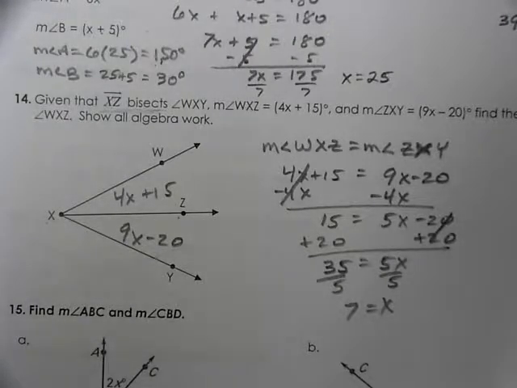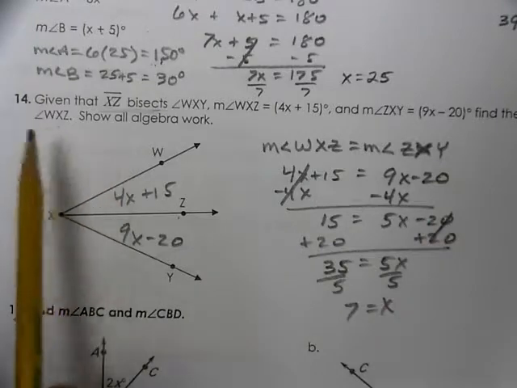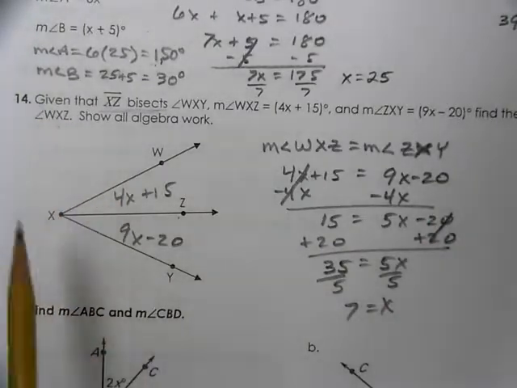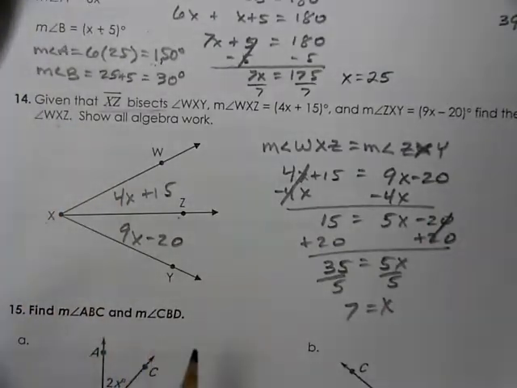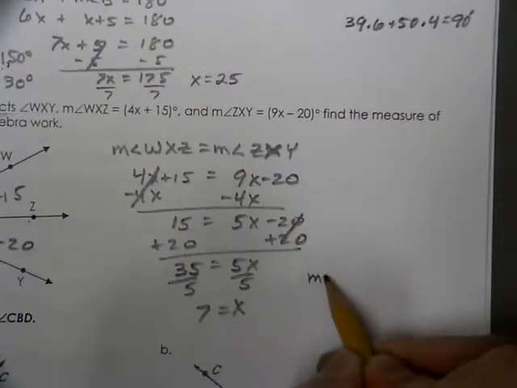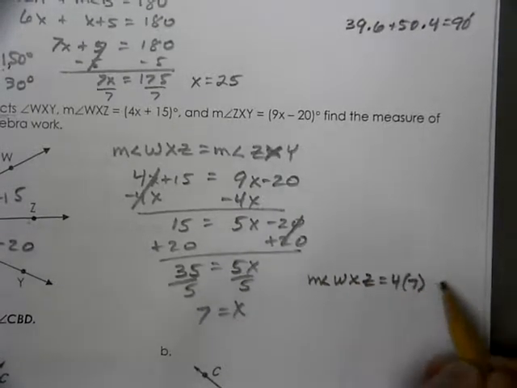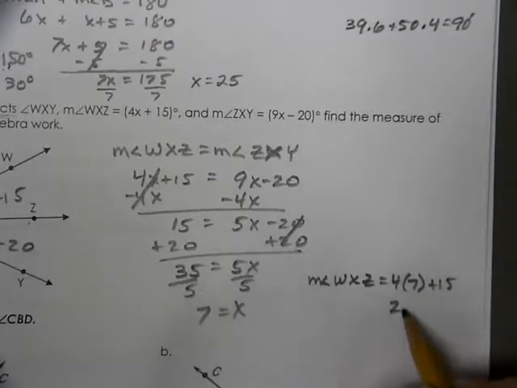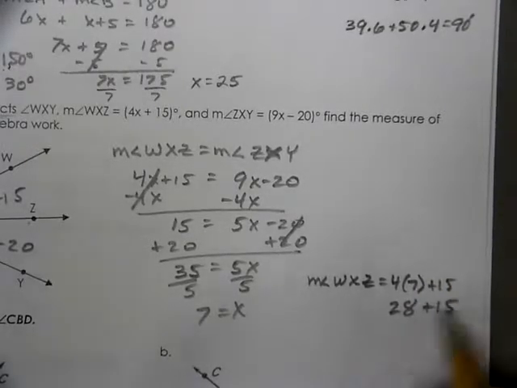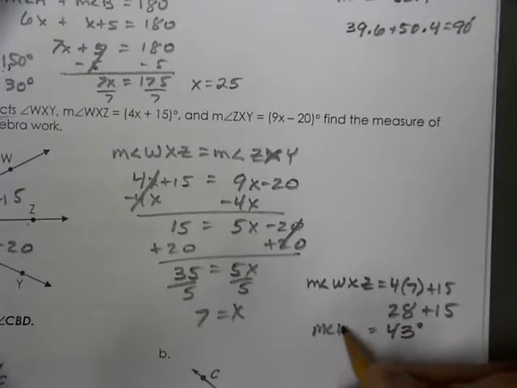We get all excited. We bubble in the 7 on the multiple choice test. But they're asking for find the measure of angle WXZ. So 7's not the answer we're looking for. WXZ equals 4 times 7 plus 15. That's 28 plus 15. That's 43. 43 degrees.